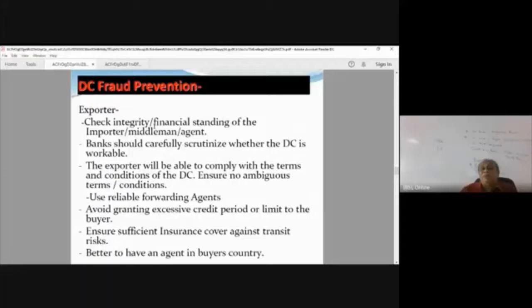Use reliable forwarding agents. Avoid granting excessive credit period or limit to the buyer. That's a very important thing. Avoid granting excessive credit period or limit to the buyer. What do you mean by that?